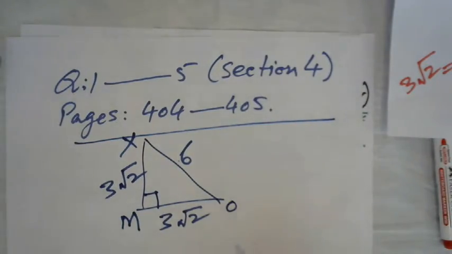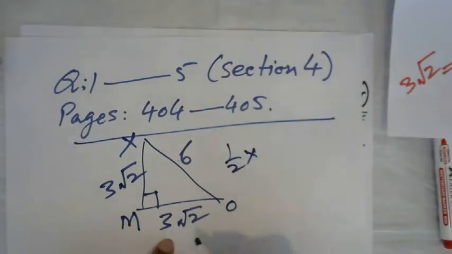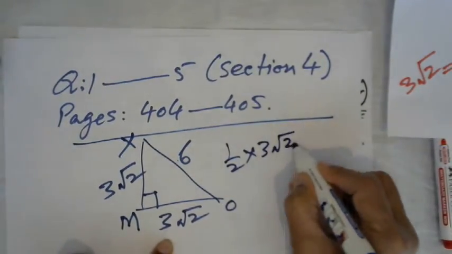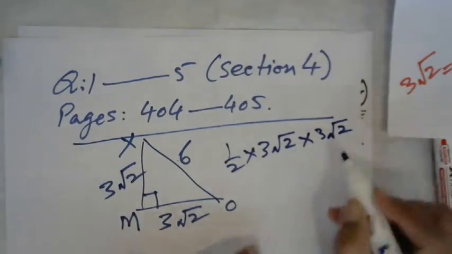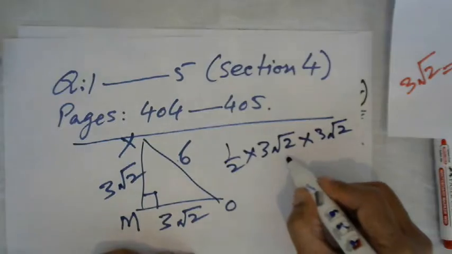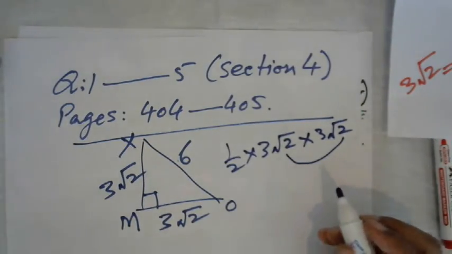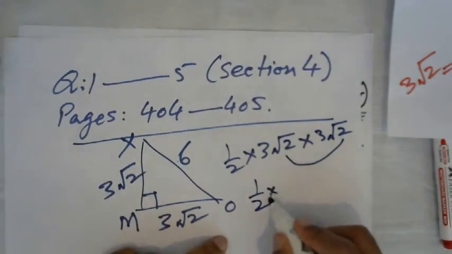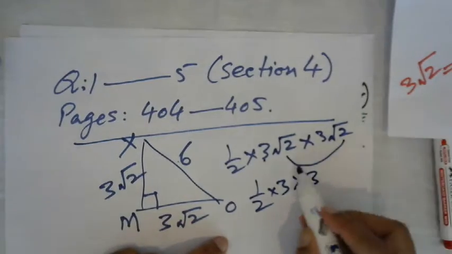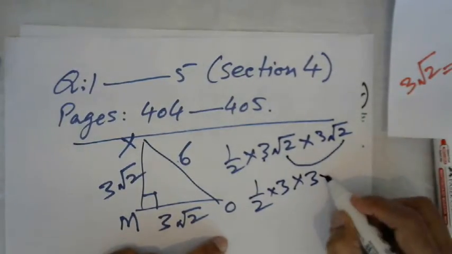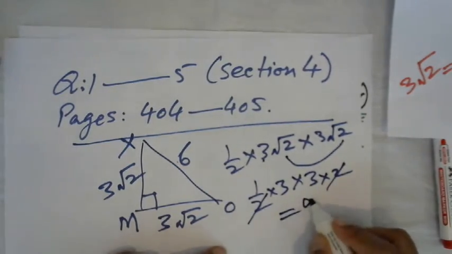Now, the formula for the area of a triangle is half times base, which is 3 under root 2, times height, which is 3 under root 2. Right? I'm sure you know that under root 2 times under root 2 is actually 2. So we have got half times 3, times 3, and under root 2 times under root 2 is 2. Well, you can cancel 2 with 2 and you are left with 9.